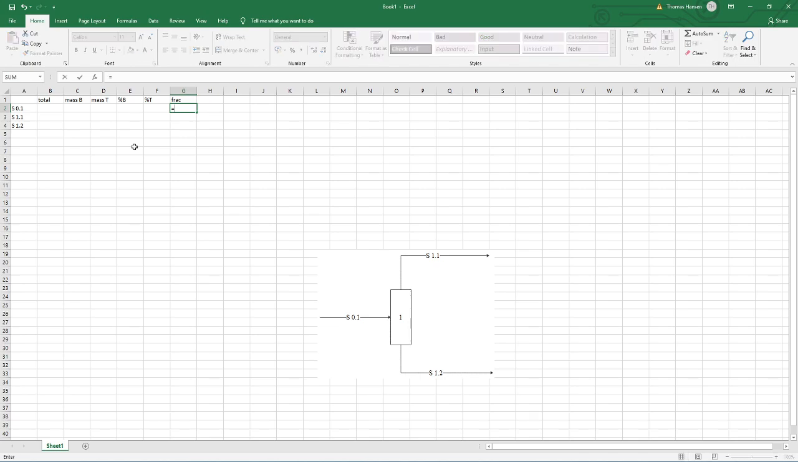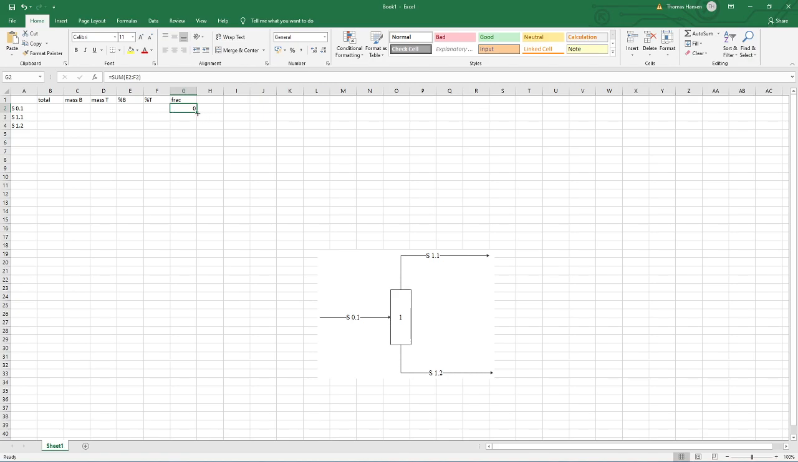So to do that, I write equals SUMA in Spanish, I believe, and I basically pick my two cells that contain my percentages of B and T, and at the moment it sums up to 0. That's fine, we haven't written anything.